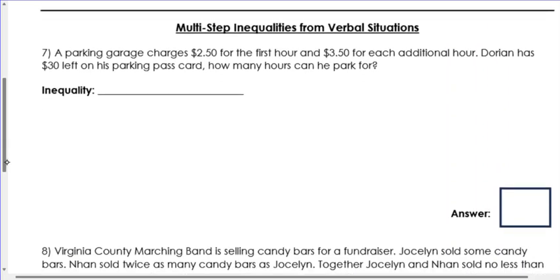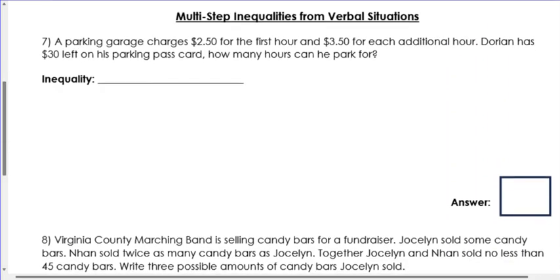All right, now we get multi-step inequalities. These take a lot of thinking, okay? So we're going to try to write the inequality first and then figure out the actual answer to that question. So a parking garage charges $2.50 for the first hour, and then $3.50 for each additional hour. Dorian has $30 left in his parking pass. How many hours can he park for?